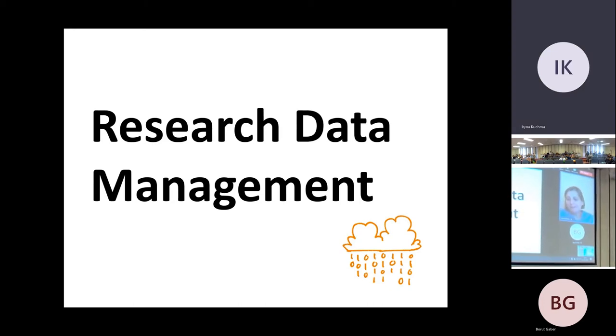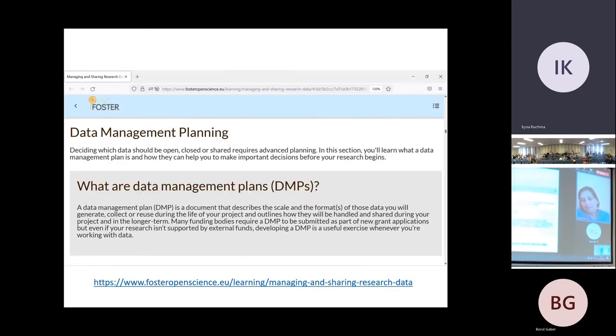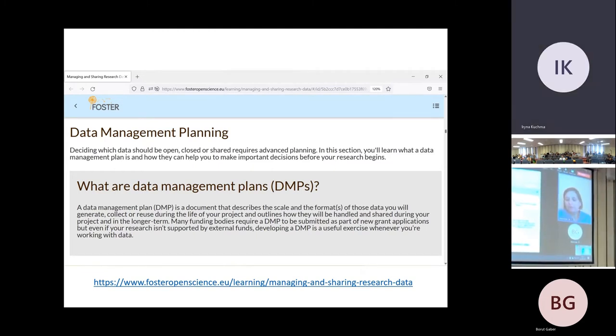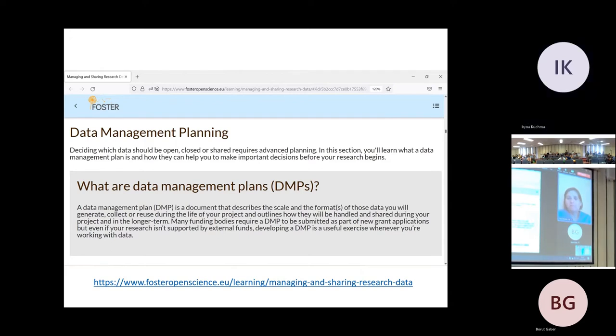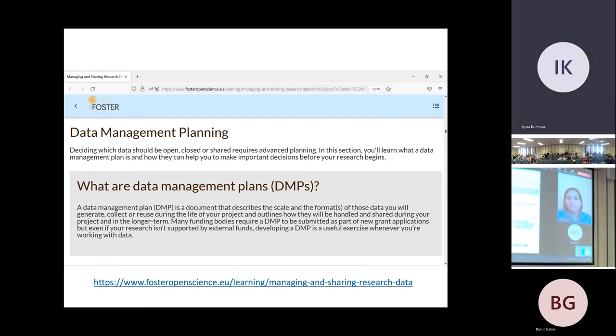Another topic which is related to practicing open science is research data management. When we talk about research data management in universities' research context, we usually talk about data management plans, which are documents describing how data will be collected for your research, whether it will be closed, open, or shared. It also outlines how you will be preserving that data if there is a plan to provide long-term preservation to your data.